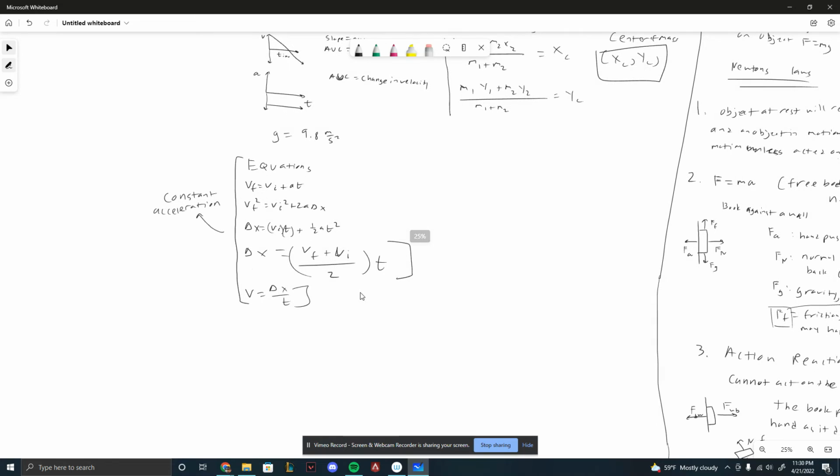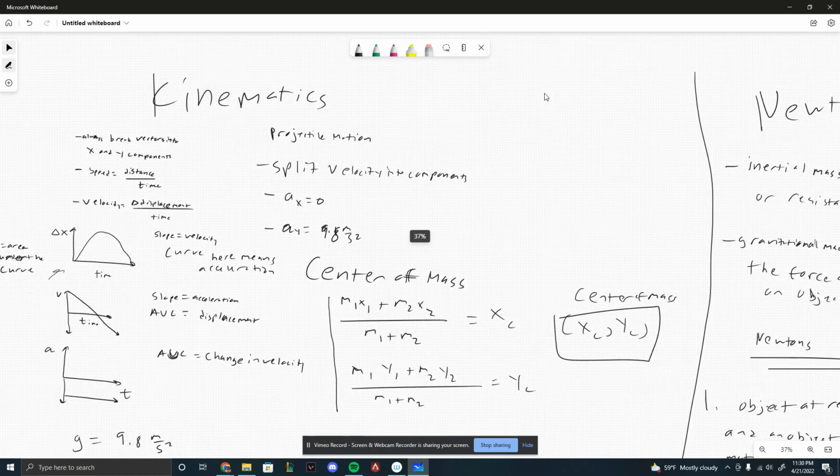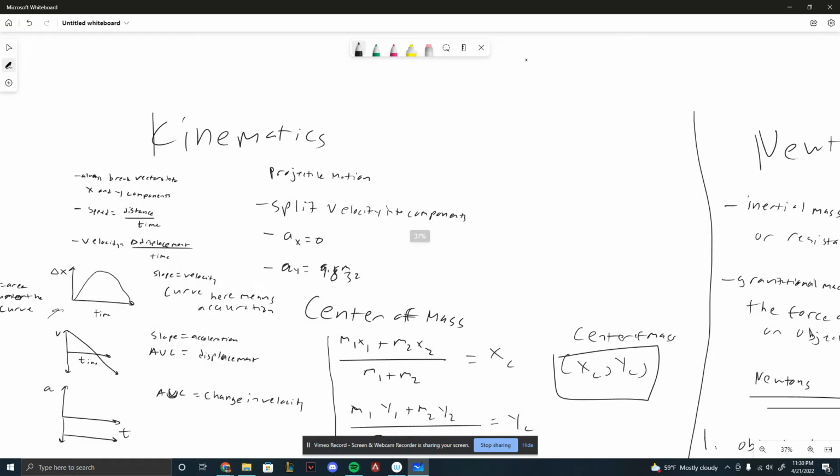Remember, this is all for constant acceleration. You will not have anything with non-constant acceleration in Physics 1. So let's move on with projectile motion, so 2D motion, basically. I'm sure you guys are all masters at this now.